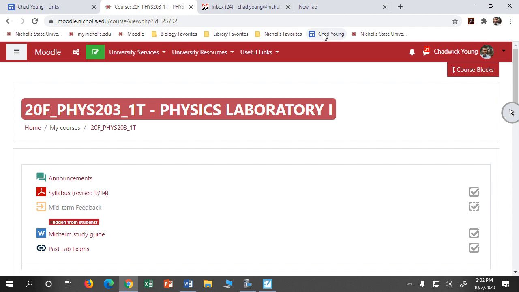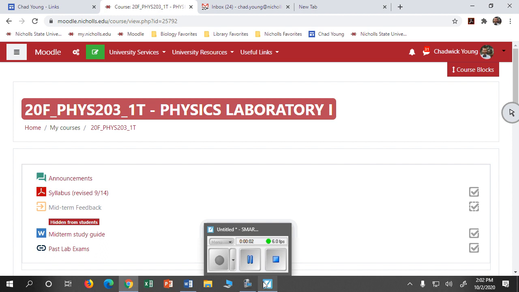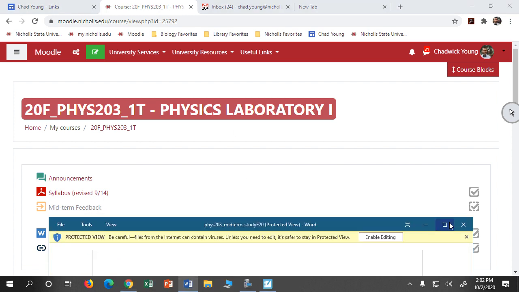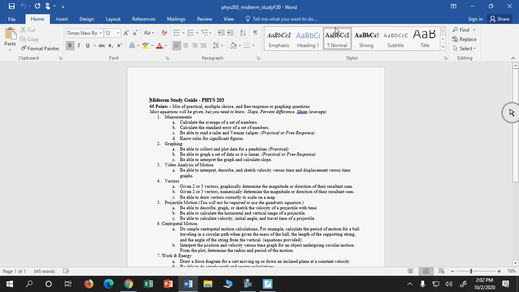I'm just going to go through the midterm study guide. I sent it out to you on the Moodle page. It looks like this. And basically everything that's on the midterm study guide is going to be on the midterm. I brought the exam, it's right here, and I'm going to go through the questions that are on the exam.